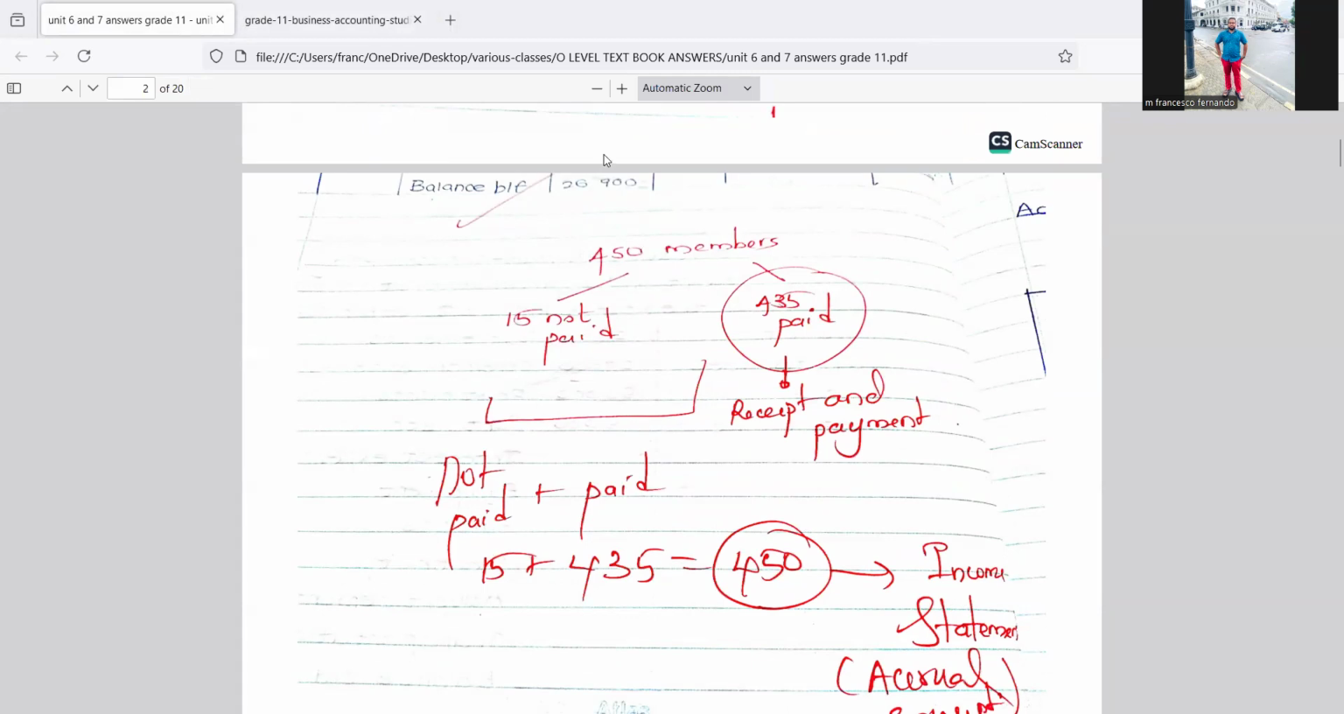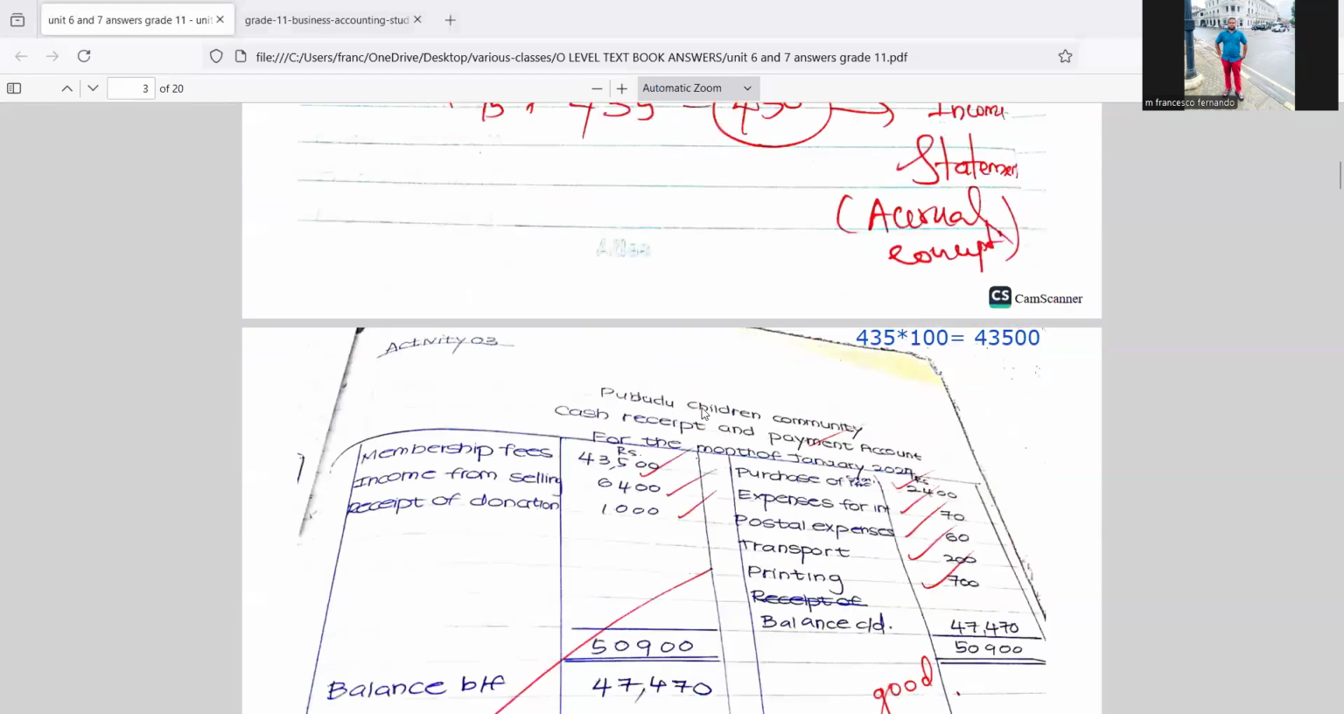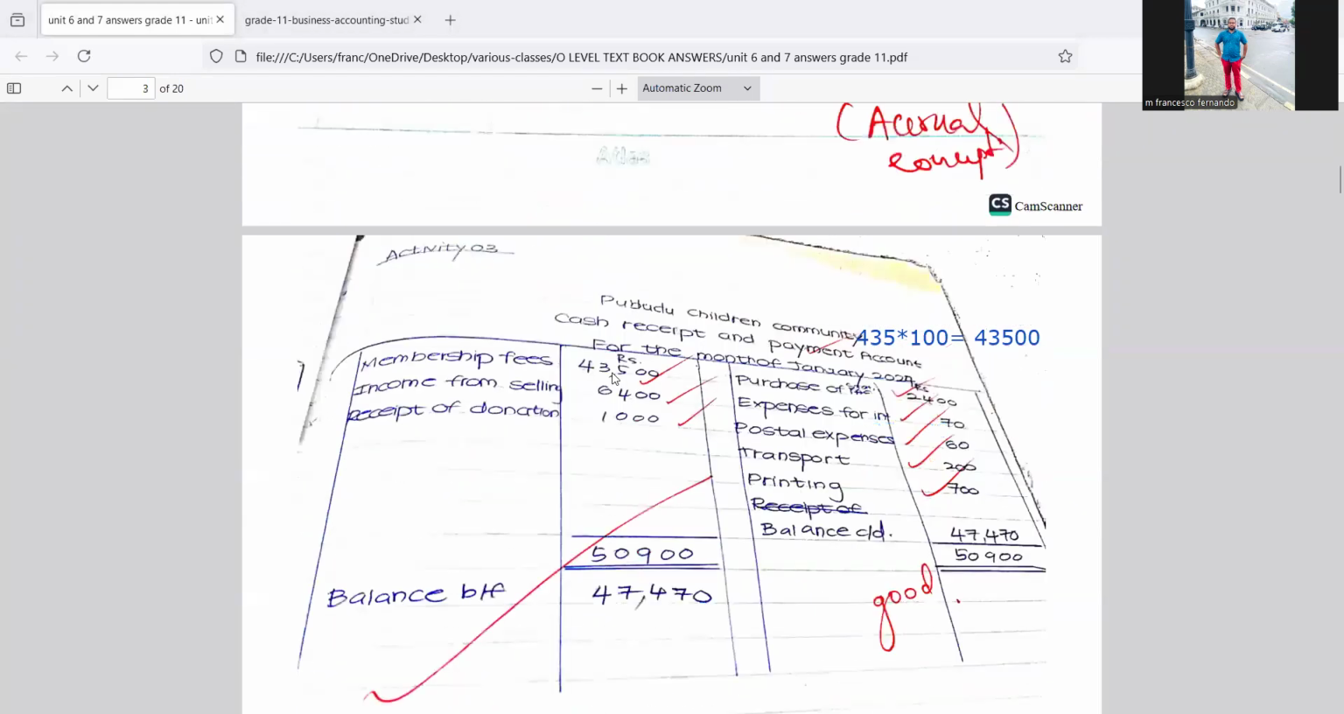But whether it's paid or not, the whole amount, that means all the 450 members' subscription fee, should be recorded in the income statement. So here, 435 into 100 will be 43,500. So this value should go to the receipt and payment account. See, 43,500.